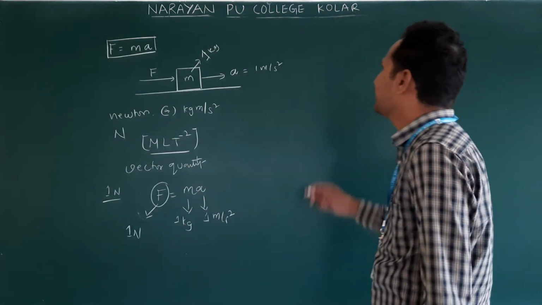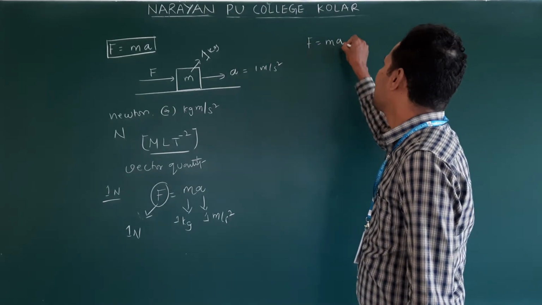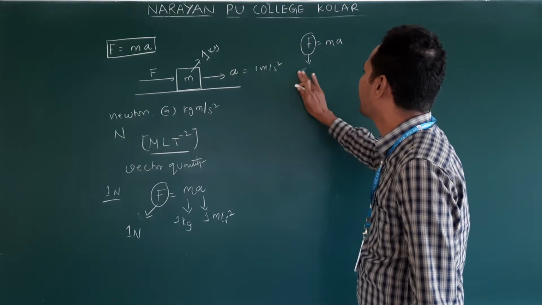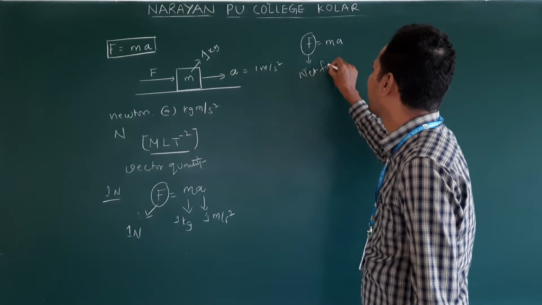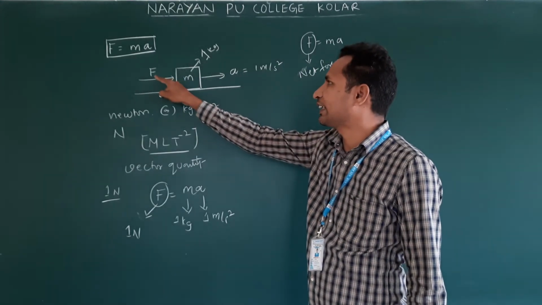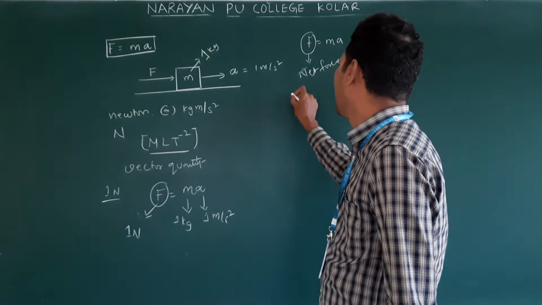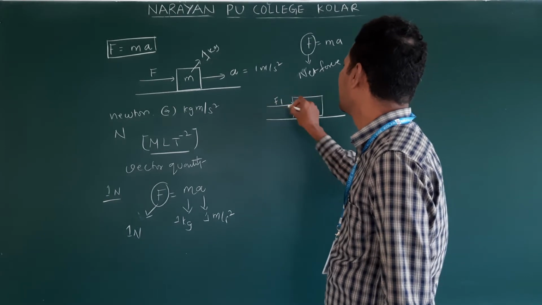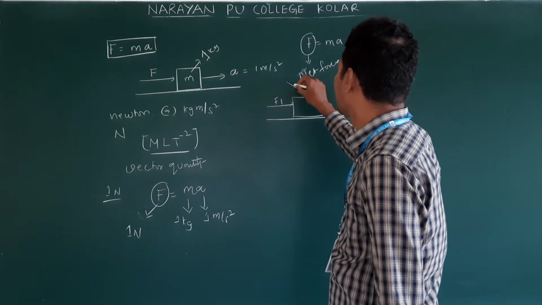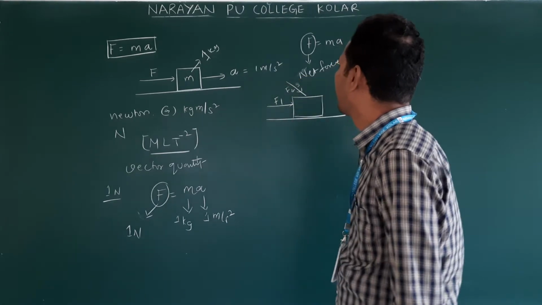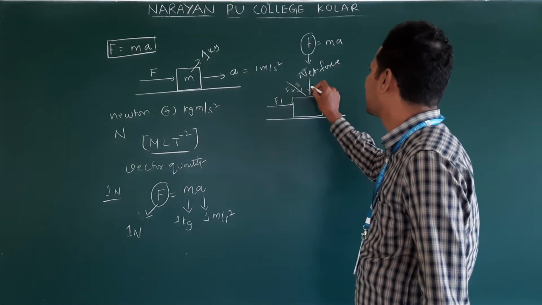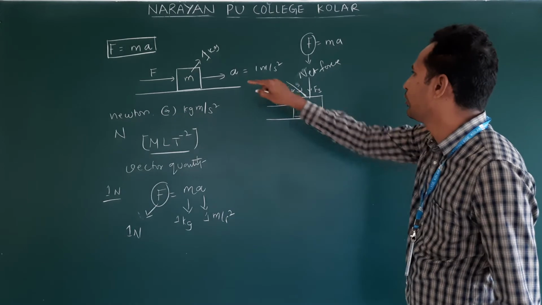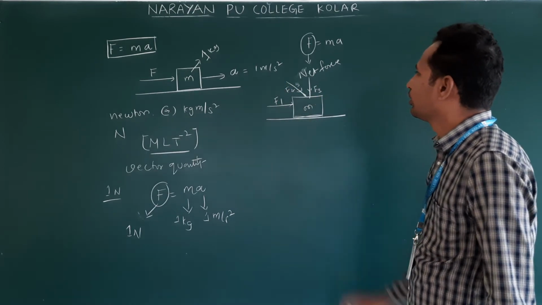Now, in F is equal to ma, this F here is not a single force. It is the net force. F stands for net force here. Here only one force is acting, so the net force is F. Suppose on the same object one force F1 is acting like this, another force F2 is acting like this, and another force F3 like this. Then how do you write F is equal to ma for this object? Which force do you take?